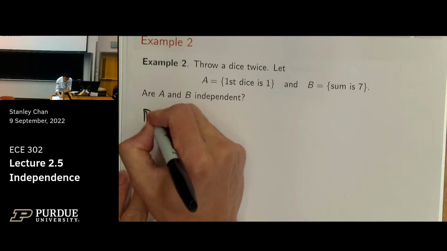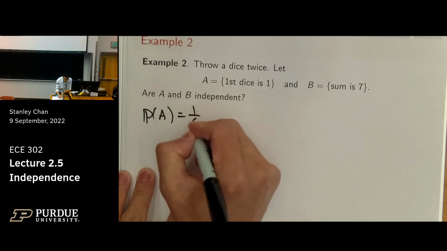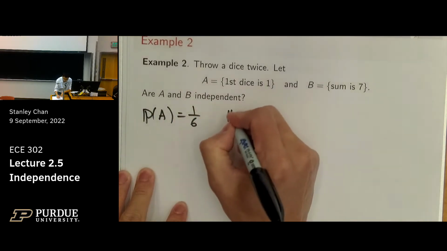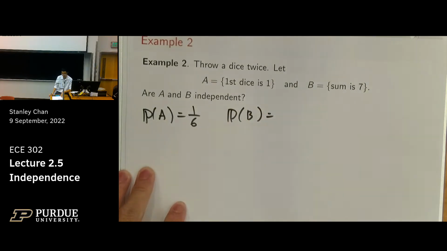So the probability of A is, of course, 1/6. And the probability of B is a little bit more interesting. Sum equals 7. But among these 36 combinations, how many of those can give you sum equals 7?